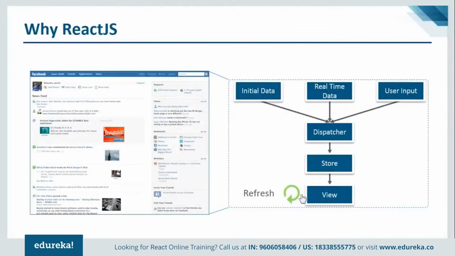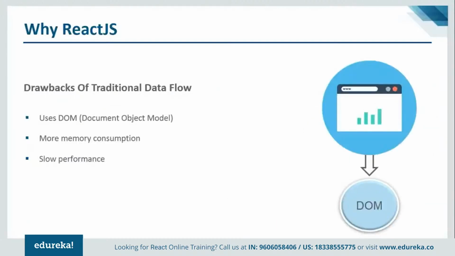Now view is the part where the user is actually interacting with the application. And being a user, whatever you see on the browser as a web page is the view itself. So if there is a change in data from any of these sources from the backend, in order to reflect those changes on the view, you have to refresh the entire page and then it's seen by the user. This surely was not user-friendly, and moreover this traditional data flow had some drawbacks, like it used the DOM.